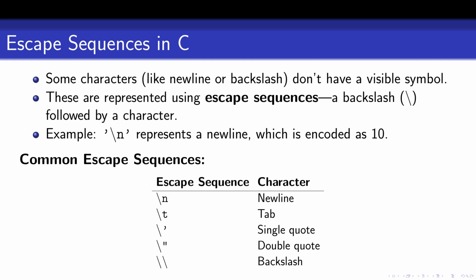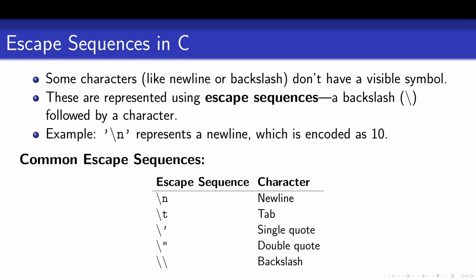Some characters, like newlines or tabs, aren't visible in your code output but still affect formatting. To represent these, C uses escape sequences, special two-character codes that start with a backslash. For example, \n adds a newline, and \t inserts a tab. If you want to print a quote or a backslash itself, you also need escape sequences: \', \", and \\. These are especially important in output formatting and when writing strings that contain special characters.